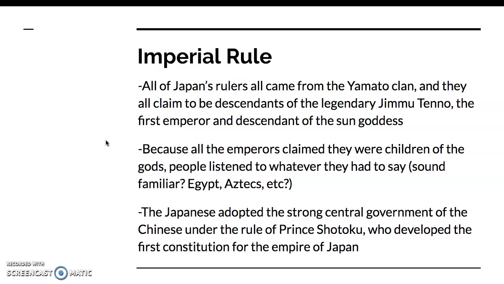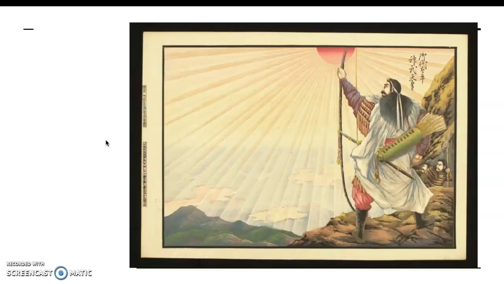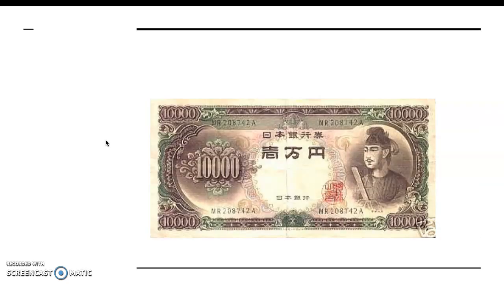The Japanese adopted the strong central government of the Chinese, another big influence they borrowed from that area, under the rule of Prince Shotoku, who developed the first written constitution for the Empire of Japan. That's why he is so important. There's Jimmu Tenno, very legendary figure. And you got Prince Shotoku here, written on this 10,000 yen note.